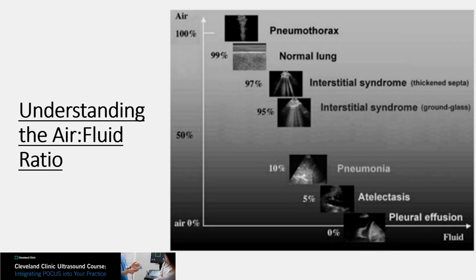As pathology changes and more fluid becomes present, such as a pleural effusion down here at the bottom, where we have 0% air and 100% fluid, you will notice that your image will look different. All the other pathologies are somewhere on the spectrum in between.